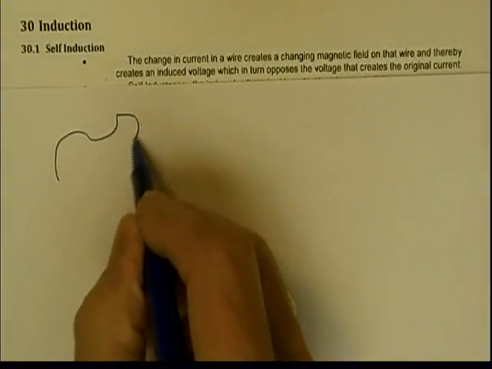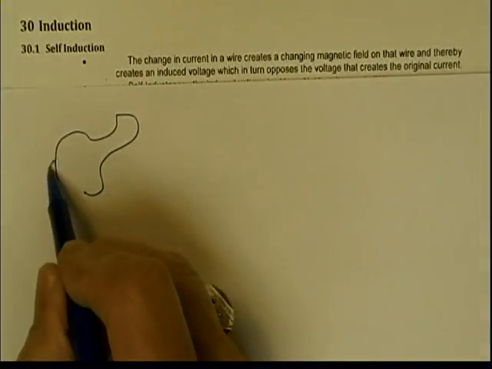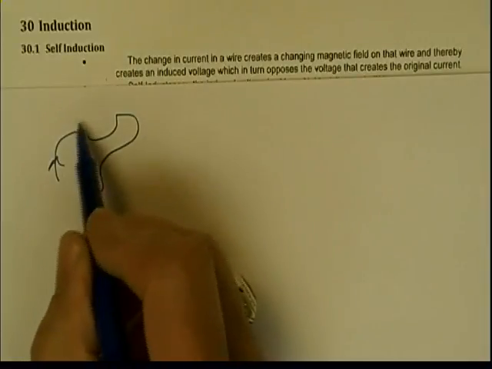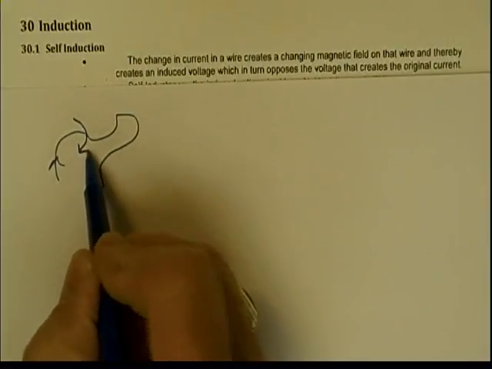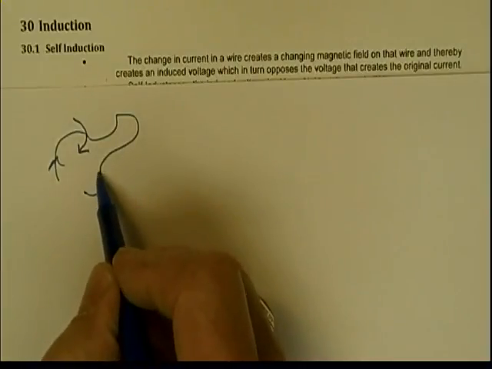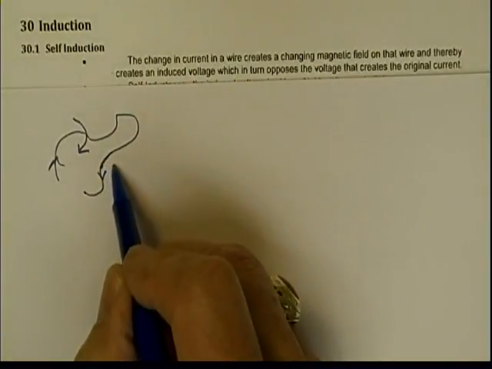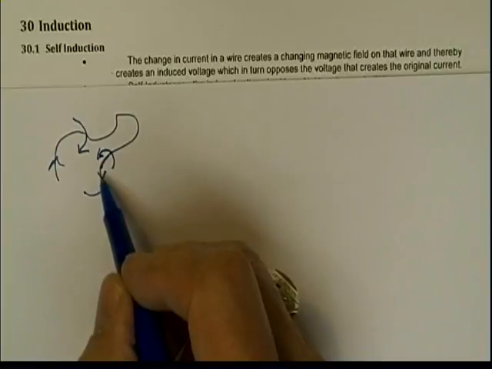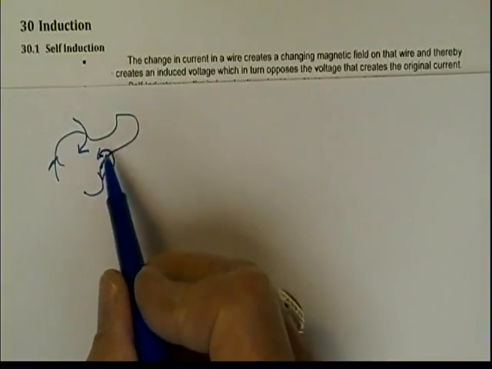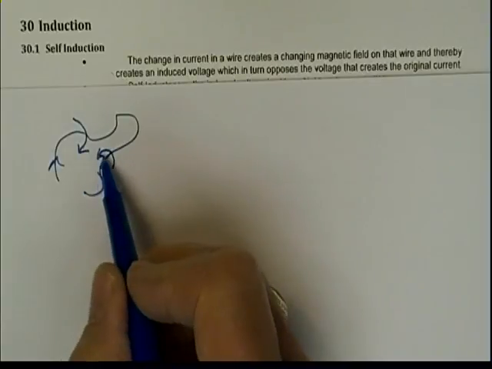Self-induction is the change in a current when a wire creates a changing magnetic field and thereby creates an induced current, which in turn opposes the voltage that creates that original current. Now, what does that mean? It means, let's imagine we have a wire, and this wire has some current flowing in it, and as a result of that, we would have a magnetic field, and it would go around in this direction as the current came around here. Again, by the right-hand rule, if we put our thumb along here, the magnetic field would go over the top and into here. And if this current changes, then the magnetic field changes.